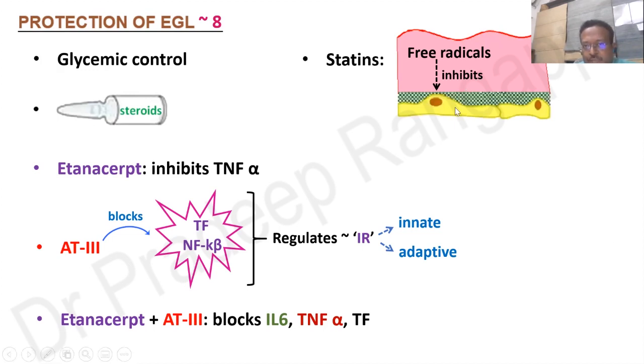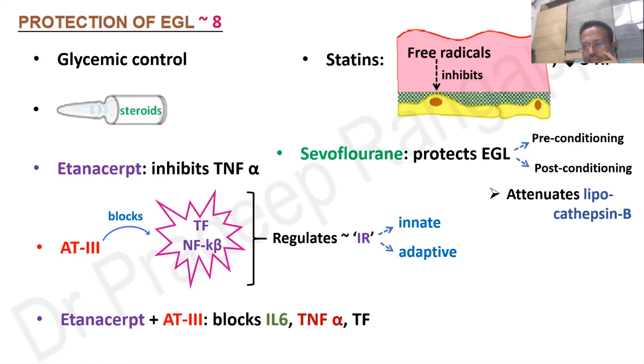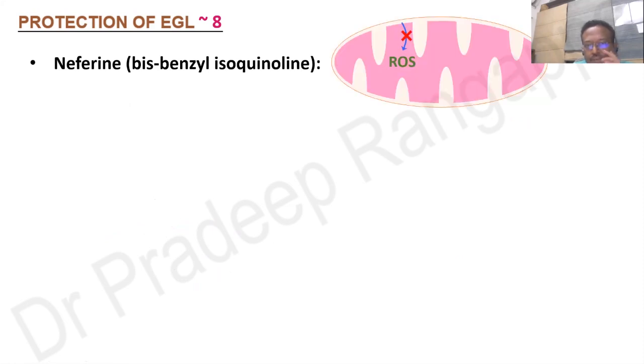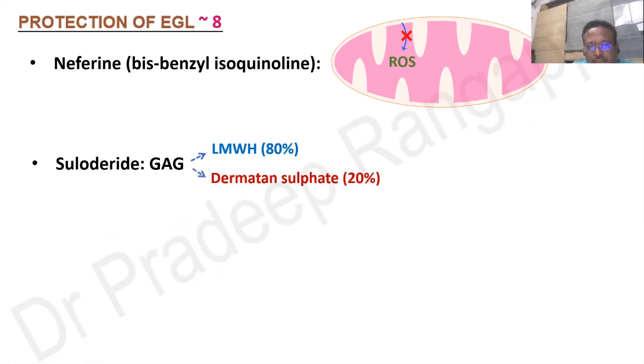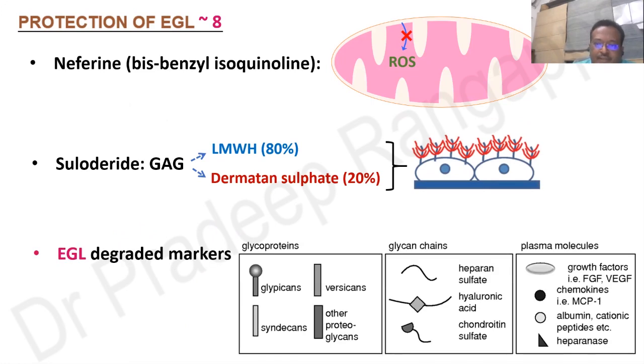Statins, we all know, are protective. They prevent free radical activation and free radical damage to the endothelial cells, and reduce the CRP. And sevoflurane is found to protect the EGL by preconditioning and post-conditioning, and it attenuates lipocalin B. And they've used nephrin, which is bis-benzyl isoquinoline, which prevents the production of reactive oxygen species, ROS, by the mitochondria. Sulodexide is another one, a glycosaminoglycan, which contains 80% low molecular weight heparin and 20% dermatan sulfate. It is shown to be very helpful in regeneration of this EGL.